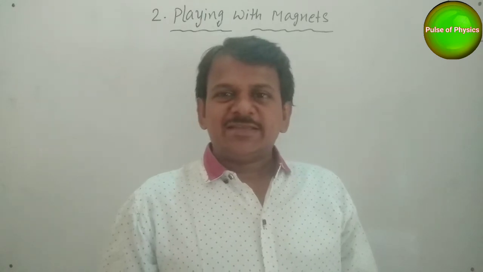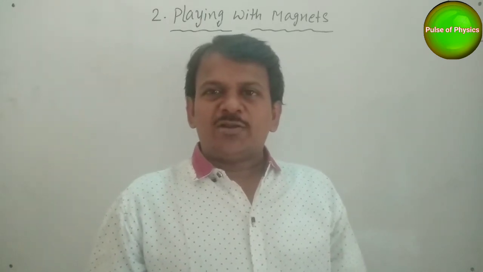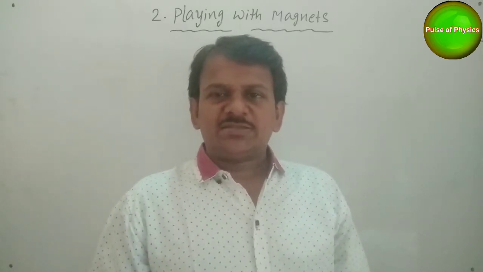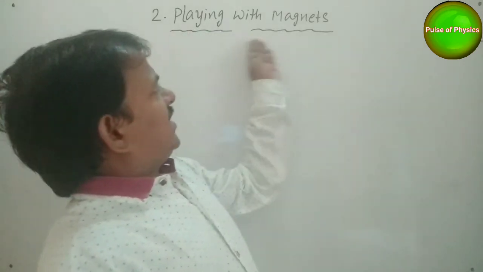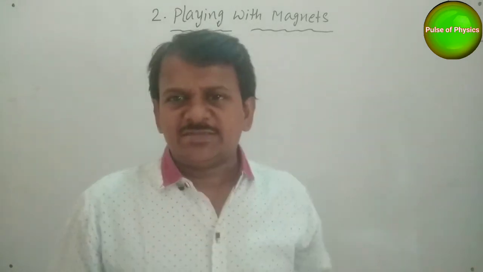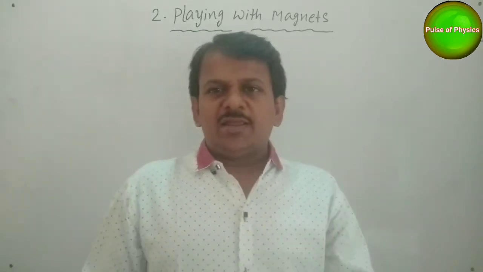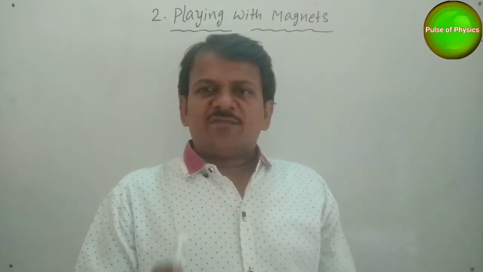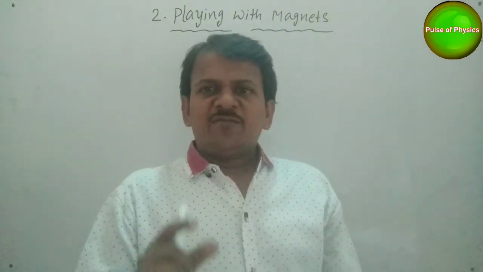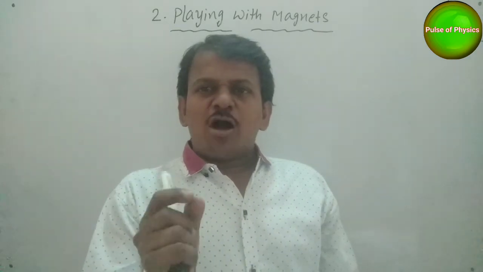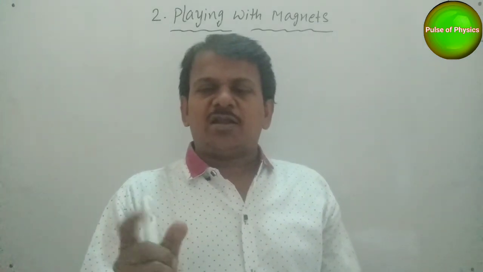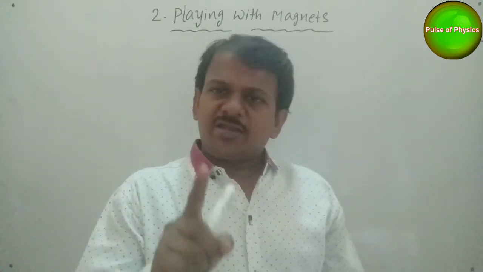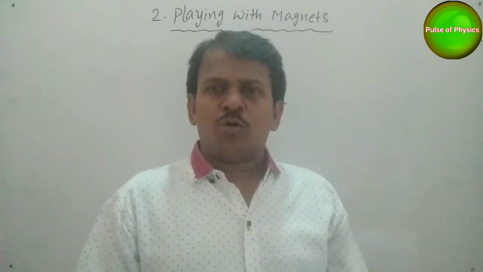My dear students, in this session I am going to discuss playing with magnets from the 6th class. What is a magnet? How can we play with it? Generally, a magnet is a piece of metal made of steel or soft iron which can attract small pieces of iron, nickel, cobalt, etc. It can exhibit the properties of attraction and repulsion both.